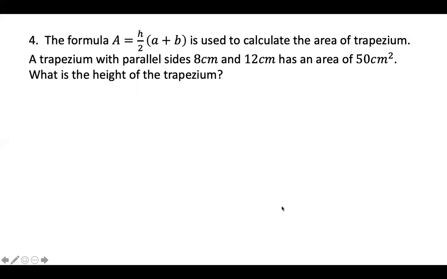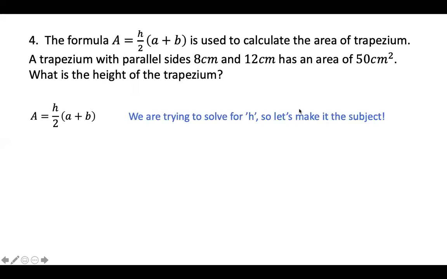So this is the formula to calculate the area of a trapezium. They give us our two parallel sides, so that's A and B, and it has an area of 50. And we're trying to find the height of the trapezium. That's our h. So h is going to be the subject of our formula.